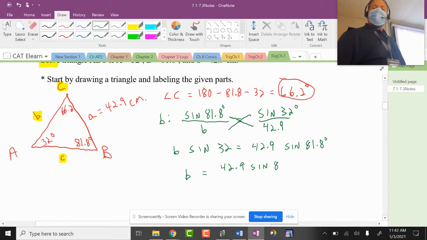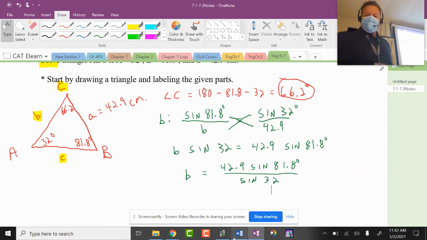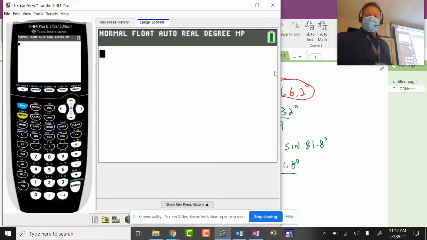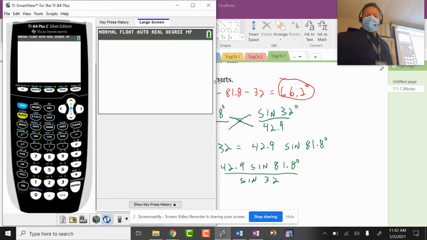And I guess since I have it open, I will go ahead and do this. Did I change mine to degrees? I think I did. So you have to divide both sides by sine 32, and then this is what you press. So now I'm going to go to the calculator. Good that I left it open. Let me shrink this down so I can see what I have to type.